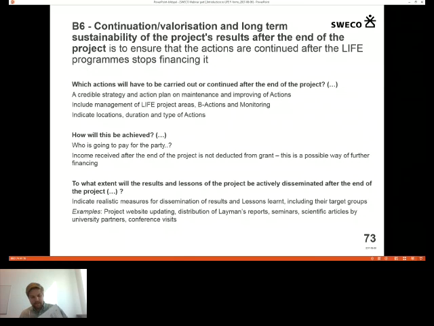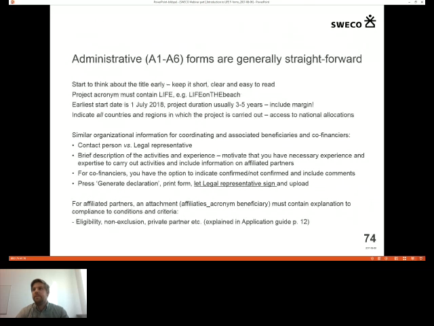Let's see. I think actually that we are coming to the end of the B forms. Feel free to send questions. I know this is quite general. And if you have any more specific questions, let's see if I can answer them. Just go crazy with the questions function. And we will jump over to the A forms.